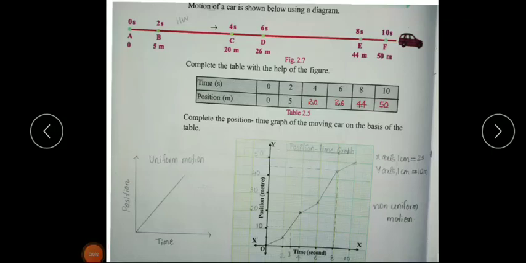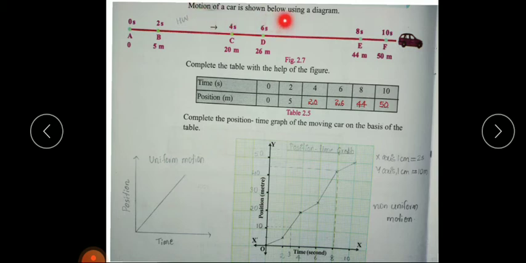Students, we were discussing the second chapter, equations of motion, and in the previous class we learned how to draw a position time graph. In today's class we will learn about velocity, how to draw a velocity time graph, and what the three equations of motion are. In the last class I gave one homework.